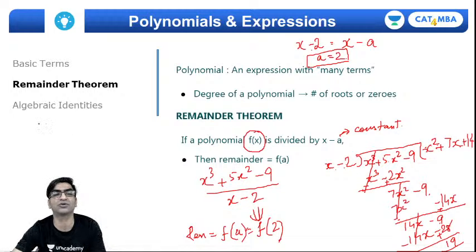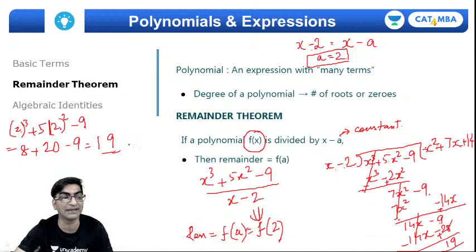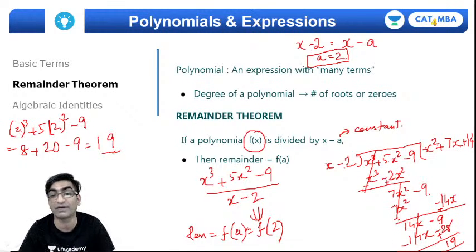What should I do? Consider the expression given over here, x cube plus 5x square minus 9, and replace x with 2. So 2 cube plus 5 into 2 square minus 9. Does that give me the required remainder? 2 cube is 8, 5 into 4 is 20, minus 9. So 28 minus 9 is indeed 19. That's exactly what we got in the result of the division, right? I hope that clears up how the remainder theorem works, that it does indeed work.